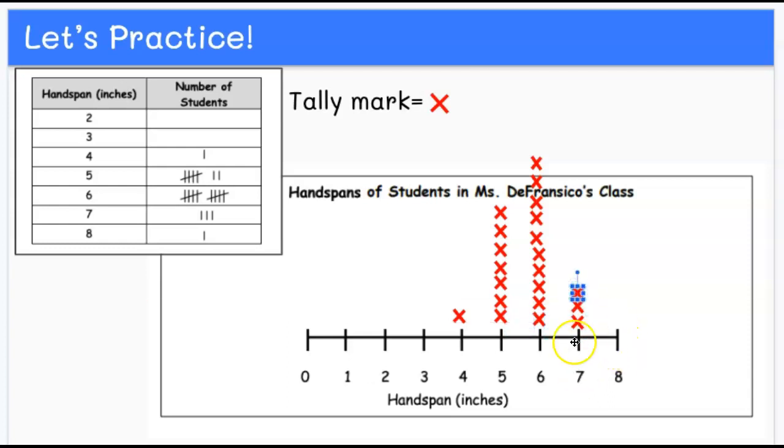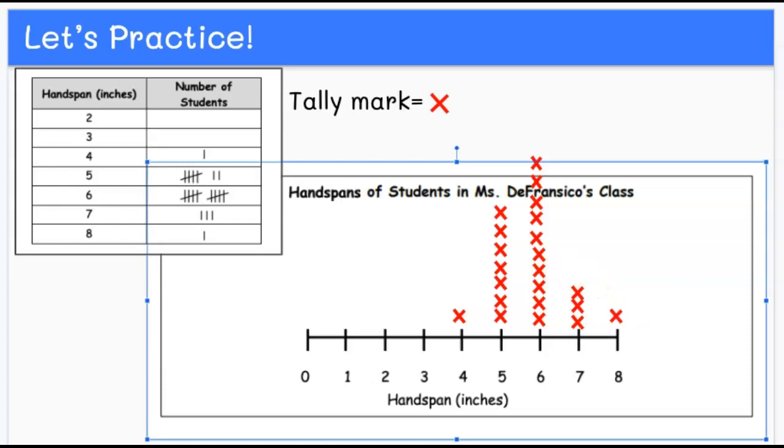And lastly, just 1 student had a handspan of 8 inches. So I am going to put a 1 for 8. So that is my line plot. This is what it should look like.